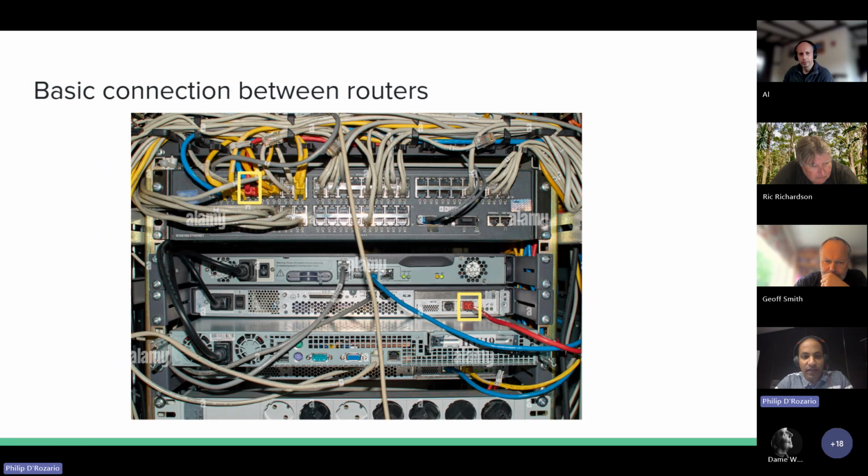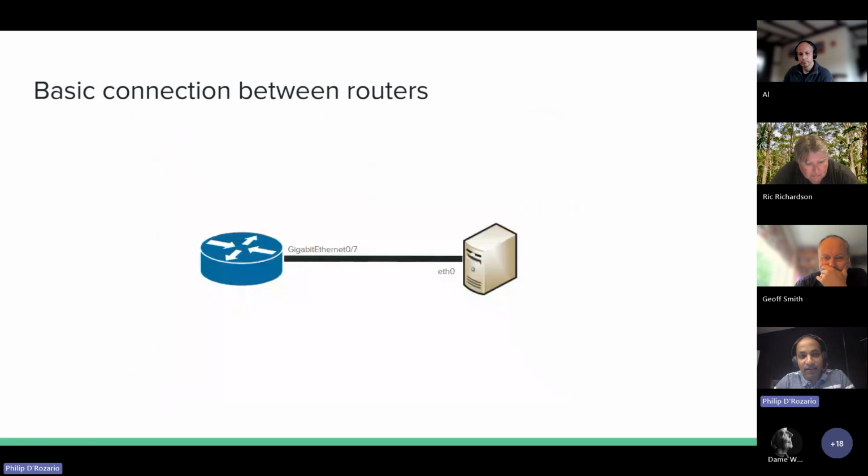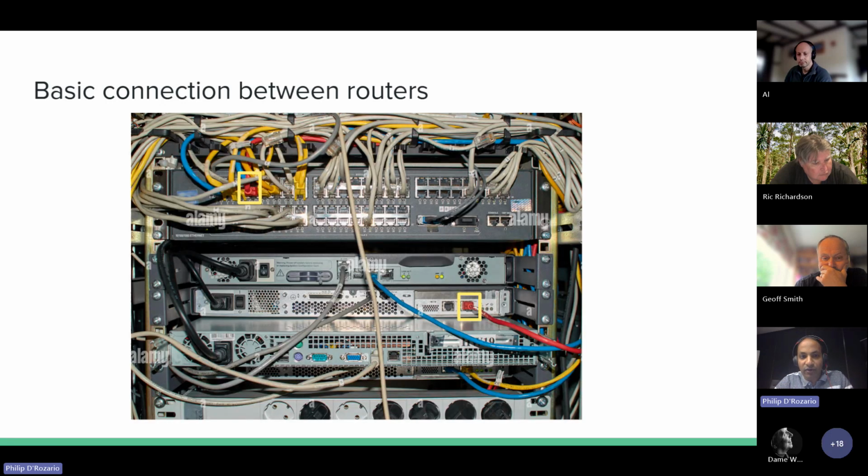So just a note on the physical connections. Here's a picture that I've just taken from Google about two routers and a computer server. This is racked up in a data center somewhere. This is how computers look in the real world, a bit gross. Very simply, in a representation like a diagram, we would have a router connected to a computer. In reality, there's a lot of complexity going on.